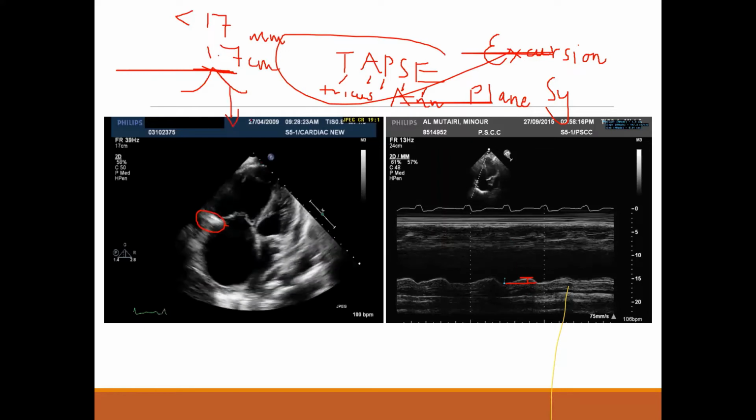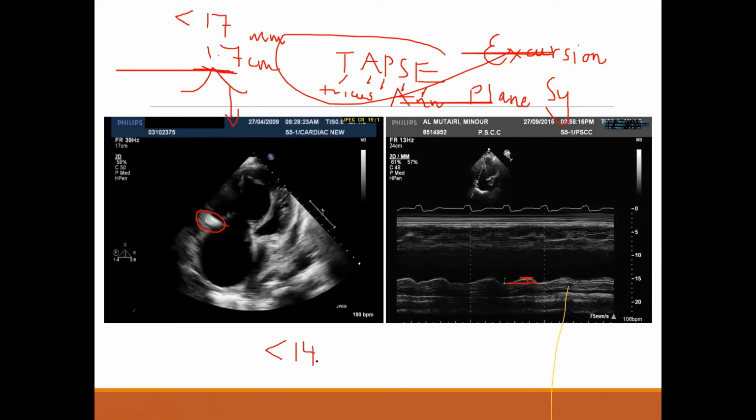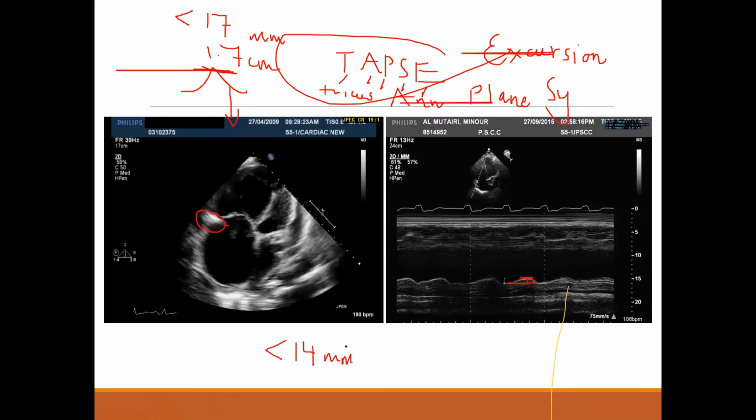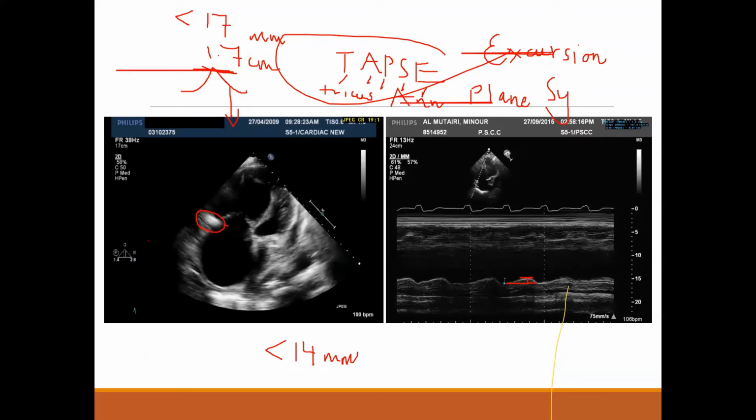Lower than that is abnormal. If you are talking about less than 14 millimeter, that is severe RV dysfunction. Okay, TAPSE is the most accurate way so far and most reproducible way of RV systolic function assessment.